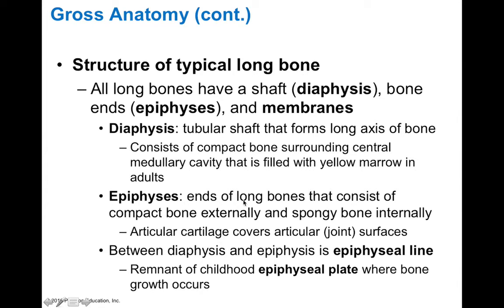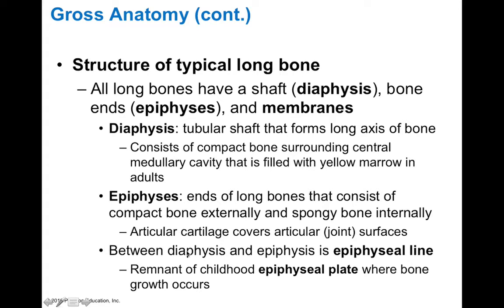It consists of compact bone that surrounds a medullary cavity that's typically filled with yellow marrow. Epiphyses are the rounded ends of the long bone that also have compact bone on the outside, but they're filled with spongy bone internally. And you also find that articular cartilage covers the joint surfaces at these ends as well, which helps to form a nice protective cushion between these bones that are articulating or connecting.